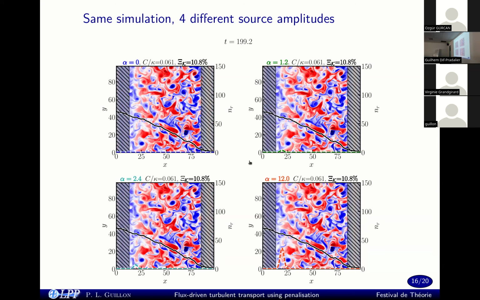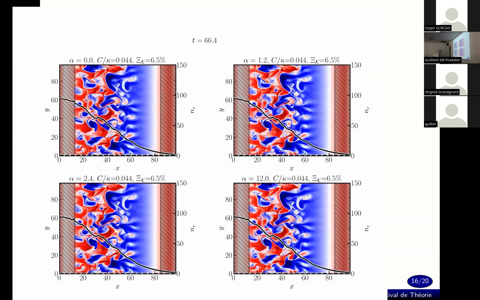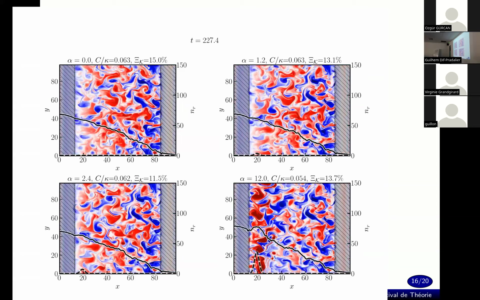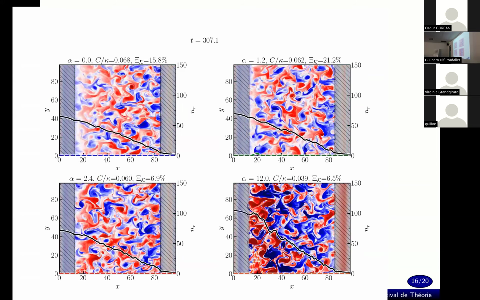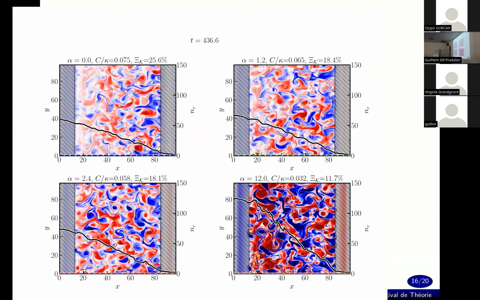So we can briefly look at how the system behaves once it starts. First, all the simulations are the same because there is no source. And then I activate the source. And you see that the main observation is that without a source, it will relax until it forms zonal flows.